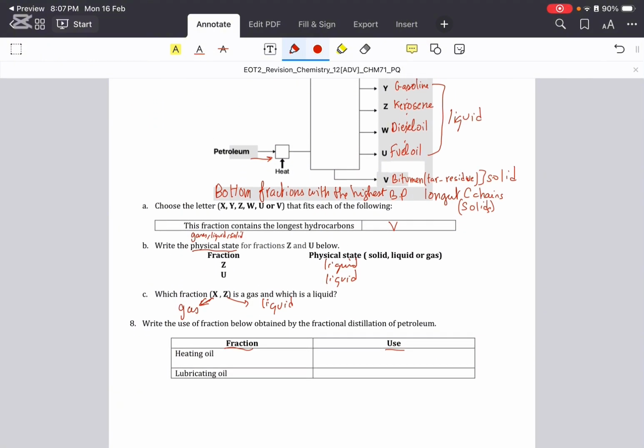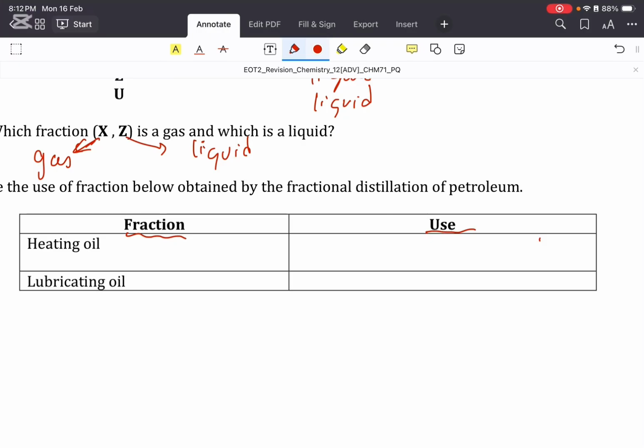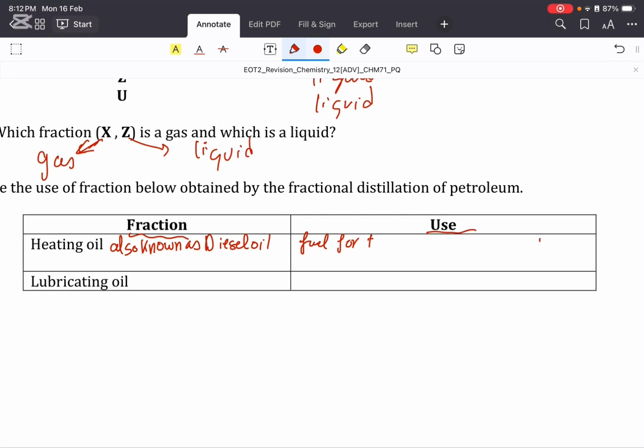Now we move on to the uses. Heating oil, I wrote it up at the top as diesel oil or gas oil. So heating oil, also known as diesel oil. And this fraction is used as a fuel for buses, trains, and some cars as well.